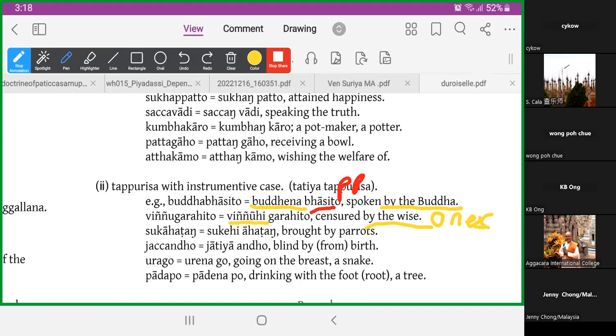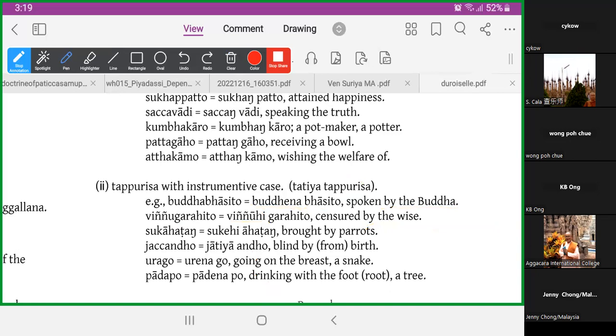When you combine, you drop this one. You notice that when you combine, you drop the hi, and then the long u becomes short u here. It's one of the rules we spoke about just now. So Vinnuhi becomes Vinnu, you can see it becomes a short sound here. And then combine, you drop the hi, become Vinnugarahito.